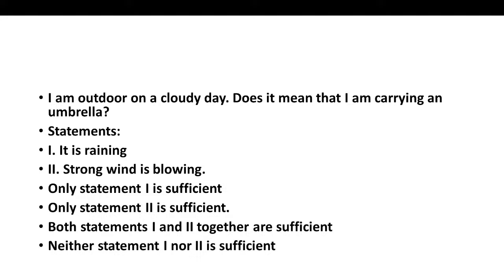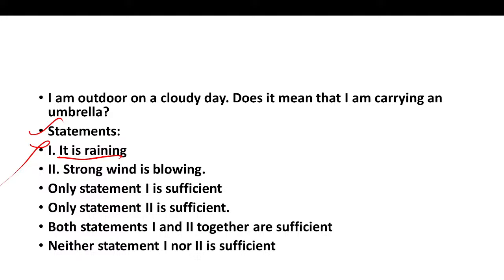I am outdoor on a cloudy day. Does it mean that I'm carrying an umbrella? One person is there. He is outdoor on a cloudy day. Does it mean that I'm carrying an umbrella? Statement one. It is raining. As per the statement one, we cannot say he is carrying an umbrella or not. It is raining means he cannot go with the umbrella all the time, if it is raining or not. Okay. By statement one, we cannot say that he is carrying an umbrella.